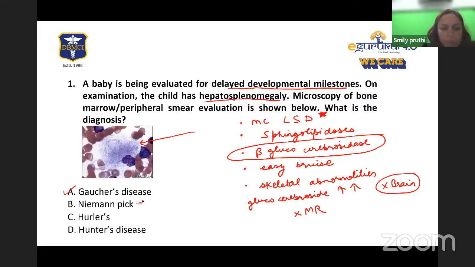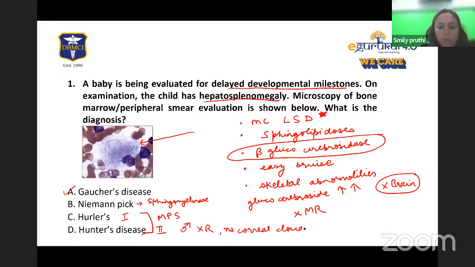Which enzyme is deficient in Niemann-Pick disease? Sphingomyelinase. Hurler and Hunter are mucopolysaccharidoses. Type 1 is Hurler, type 2 is Hunter. From Hunter, we easily remember that this is a male patient, X-linked recessive, and there is no corneal clouding. Otherwise, corneal clouding occurs in all the mucopolysaccharidoses, right? So we have done the other 3 options also. Do read all these 4 topics: mucopolysaccharidosis, Hurler and Hunter, Niemann-Pick disease, and Gaucher's disease, right?